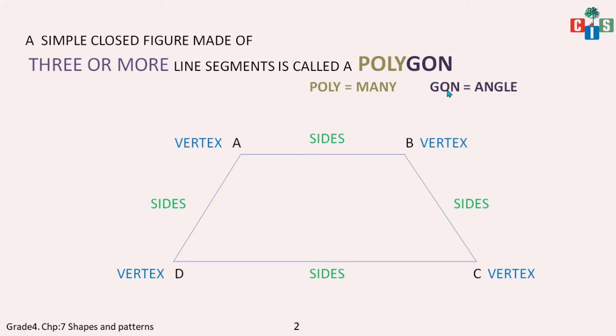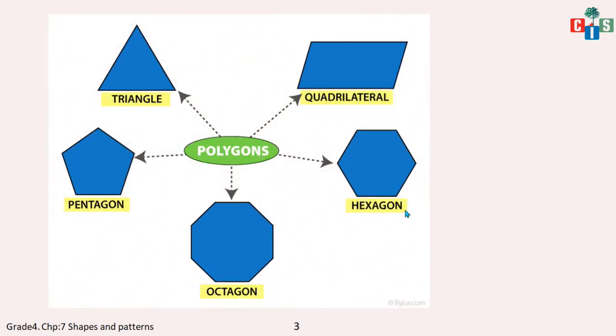Poly means many, so there should be many angles. Okay, so that is known as polygons. Now polygons can be of many types, because they have 3 or more line segments. So with 3 line segments you have a triangle, and for more you have other types.